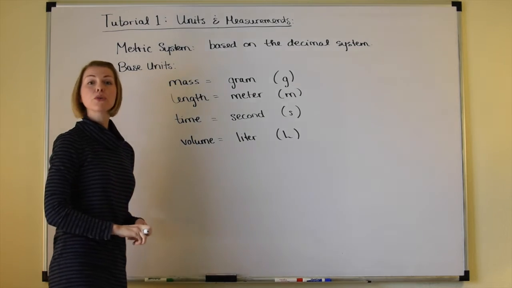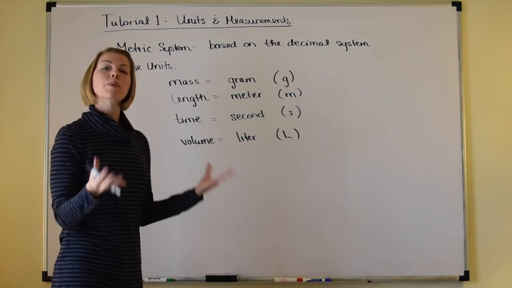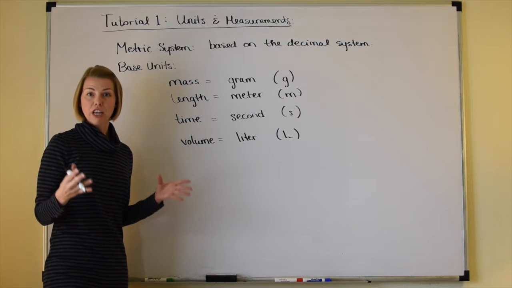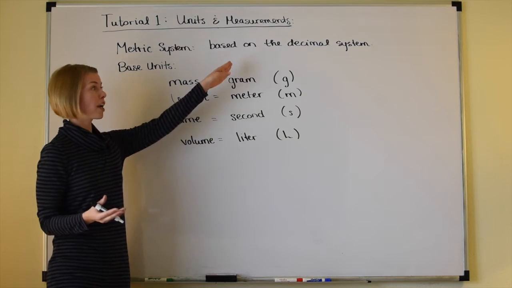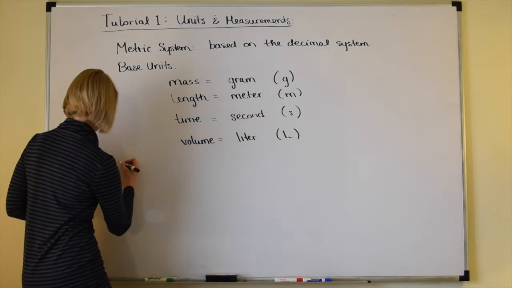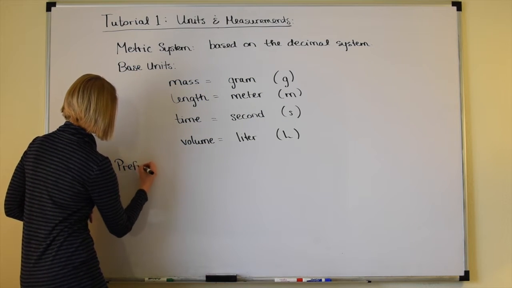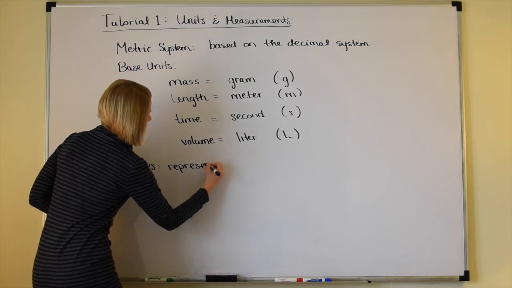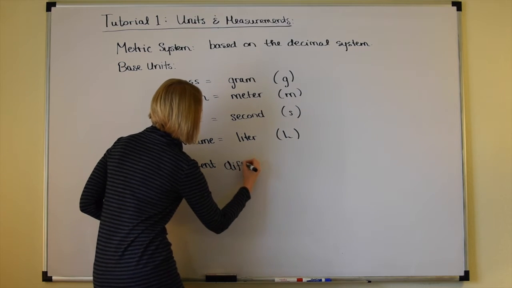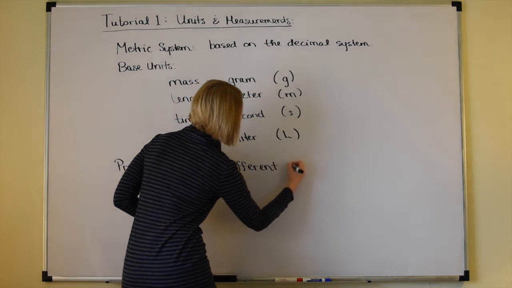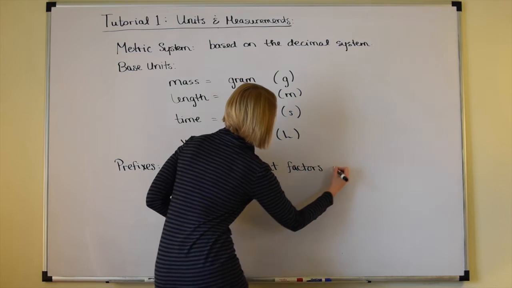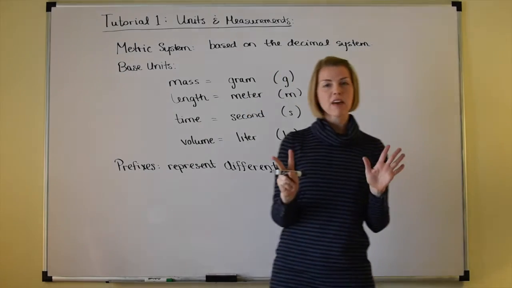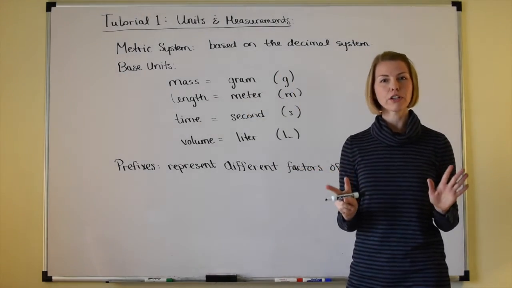All right. And then to these different base units, we would add different prefixes, and those different prefixes represent different factors of 10. So that's why we say it's based on the decimal system. So let's write here, we are going to add prefixes, which represent different factors of 10. Okay, so I'm going to introduce just 7 prefixes in this tutorial.